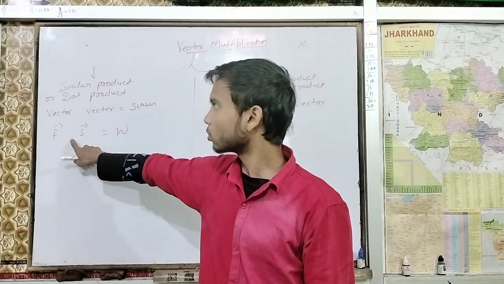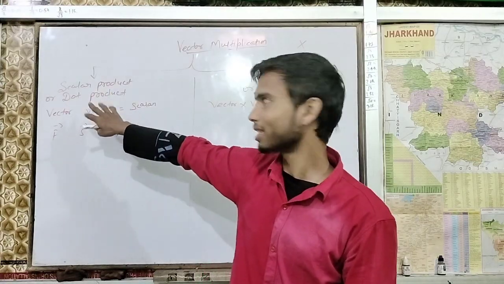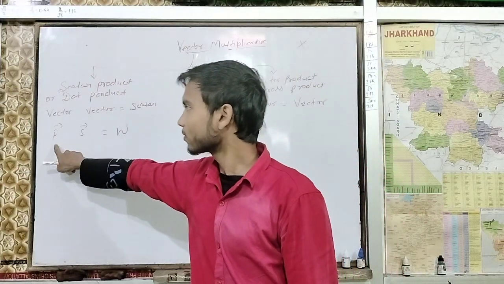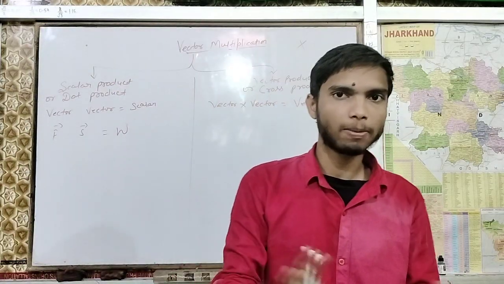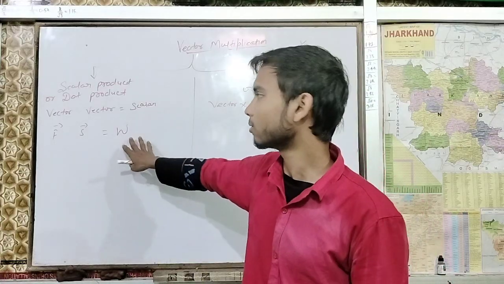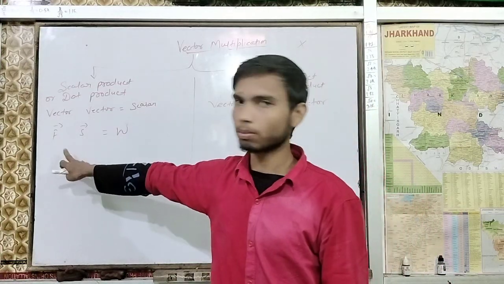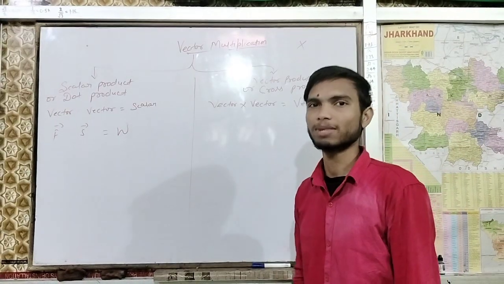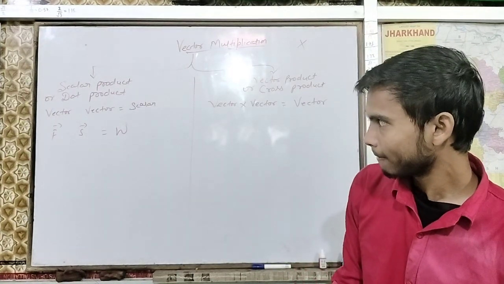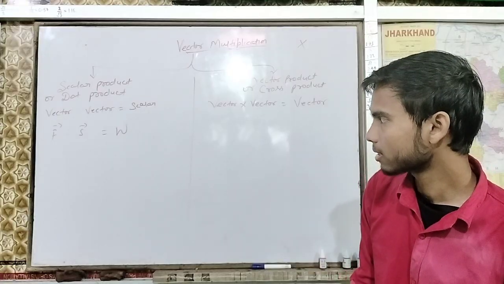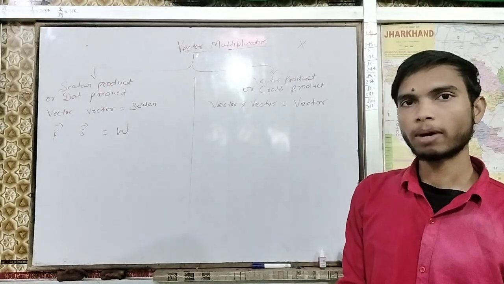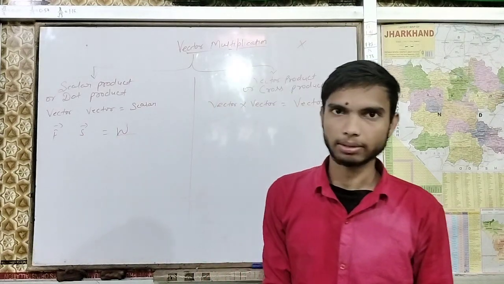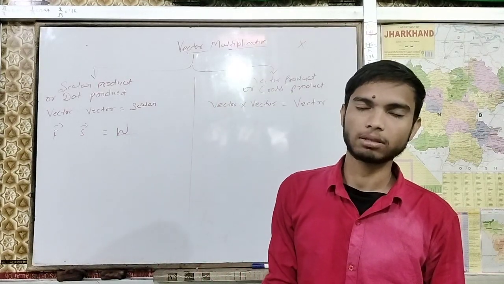Here dot means we are using the dot product. So this is the first vector, this is another vector. We are multiplying both vectors. After multiplying, we are getting work. You know that force multiplied by displacement is equal to work. Clear? Now, my question is, this is a vector, but this is not a vector. It's a scalar.